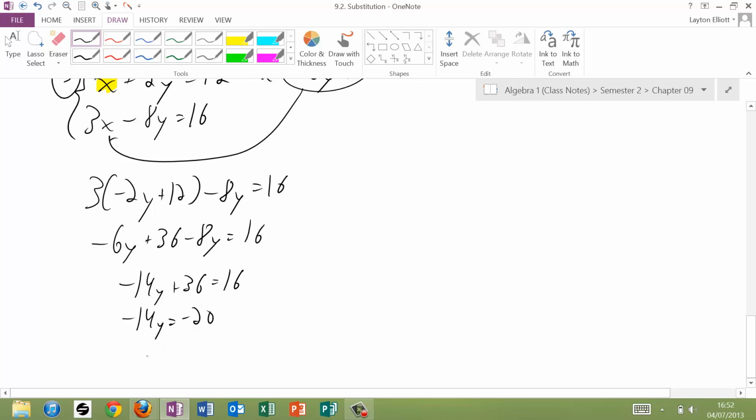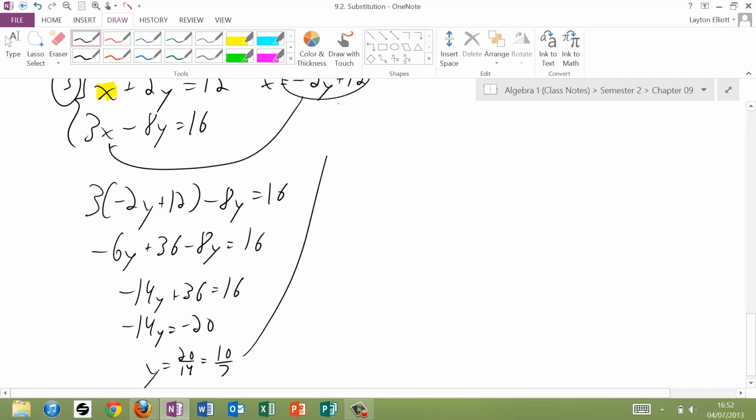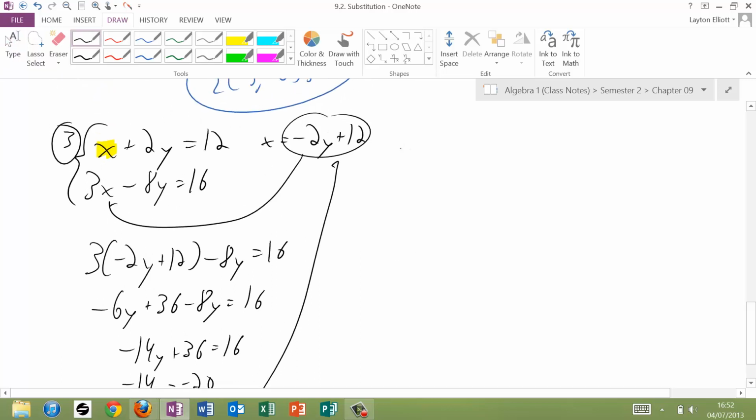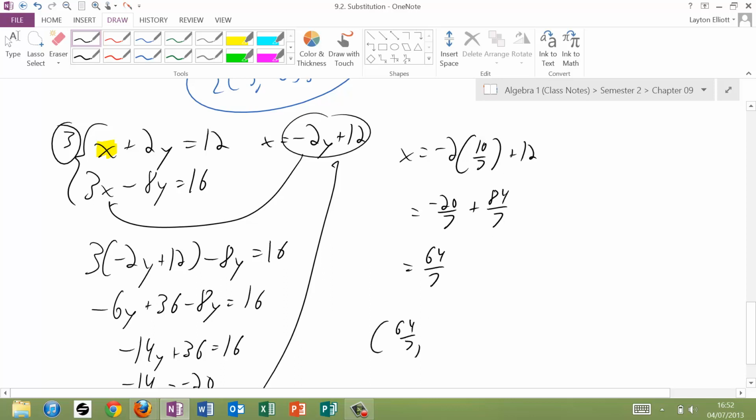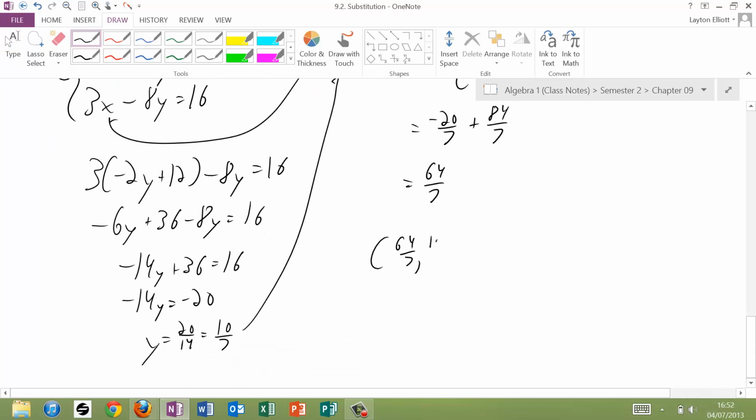And divide by negative 14, I get y is equal to 20 over 14, or 10 over 7. Definitely workable, so don't freak out that that's a bad number. It's okay. Put it back up in here. We get x is equal to negative 2 times 10 over 7 plus 12, which is equal to negative 20 over 7 plus, and if I change 12 into sevenths, that would be 84 sevenths, and I get 64 sevenths. So my x was 64 sevenths, and my y was 10 sevenths.